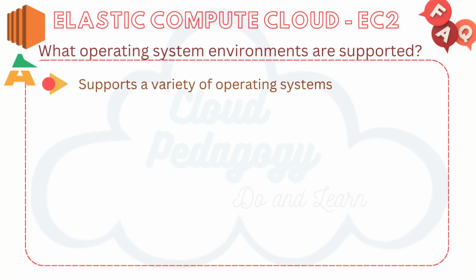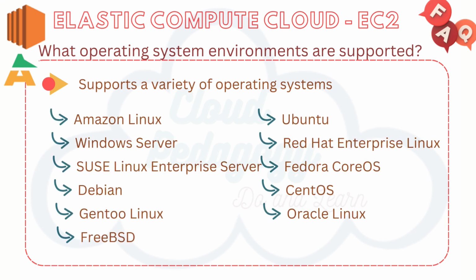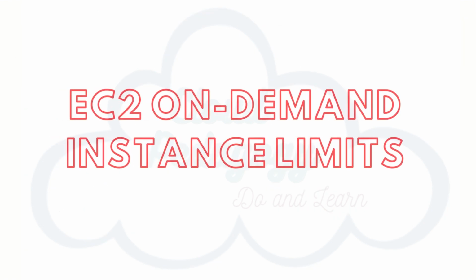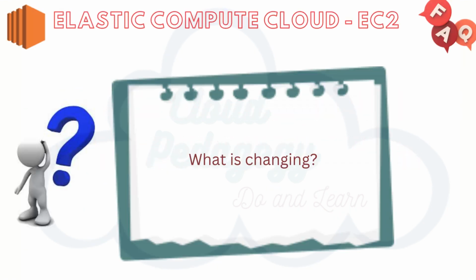Amazon EC2 currently supports a variety of operating systems, including Amazon Linux, Ubuntu, Windows Server, Red Hat Enterprise Linux, and many more as you see in the list. In fact, AWS is looking for ways to expand it to other platforms as well. Next, we'll see what on-demand instance limits are.